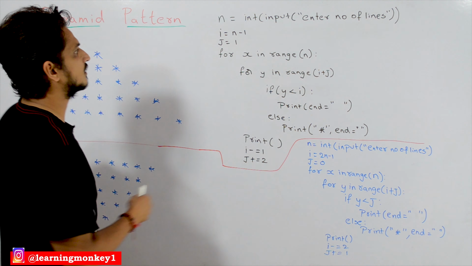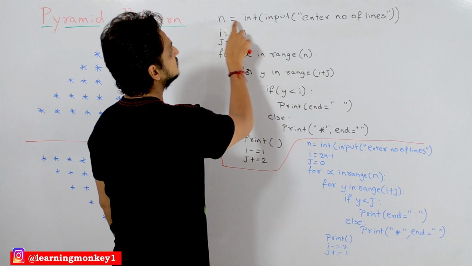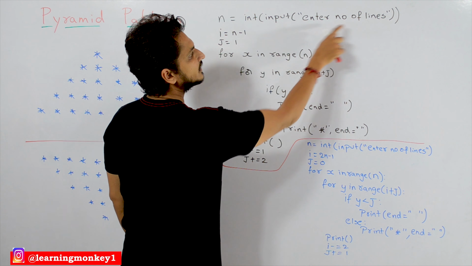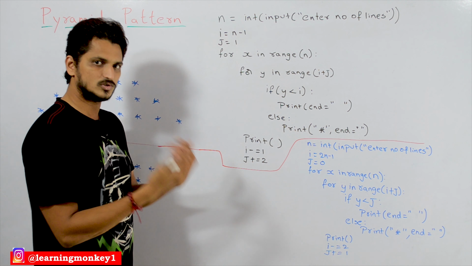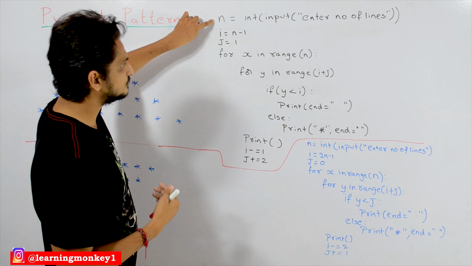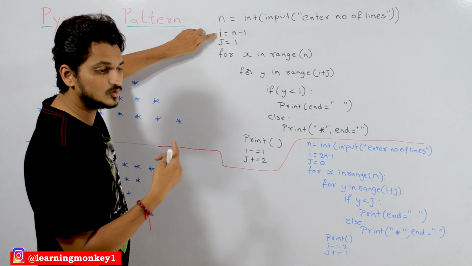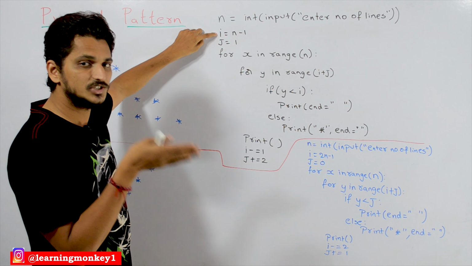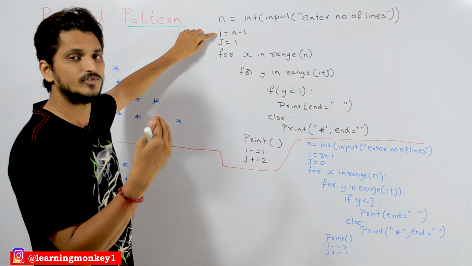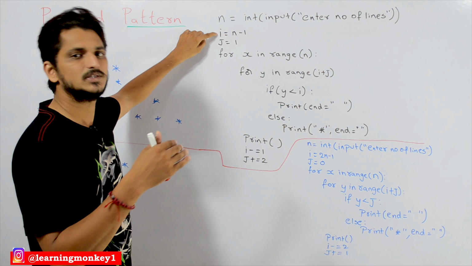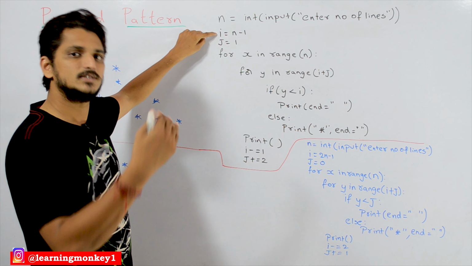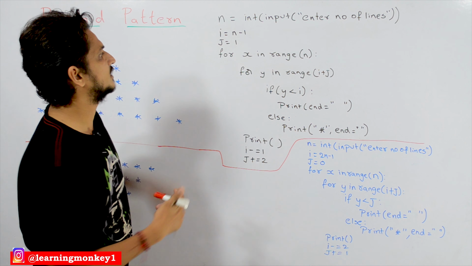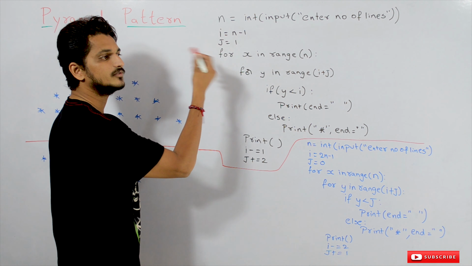Now let's check the code. We take n is equal to input of enter number of lines. So the user input is taken as the n value. Here we use i for the number of empty spaces. How many empty spaces do we need initially? n minus 1. If the lines are 6, 5 empty spaces. If the lines are 7, 6 empty spaces. n minus 1 empty spaces. j is used for the number of stars.